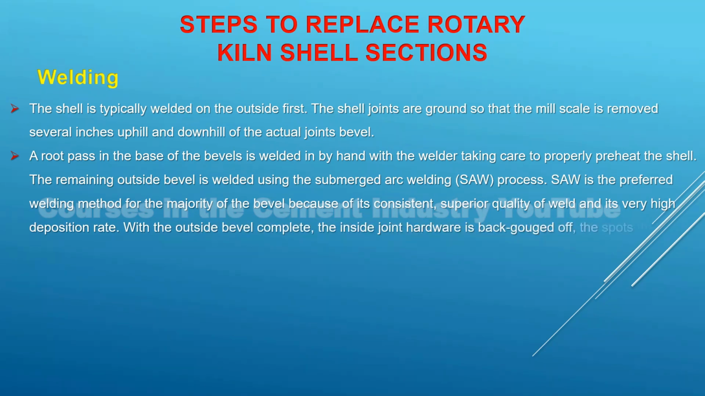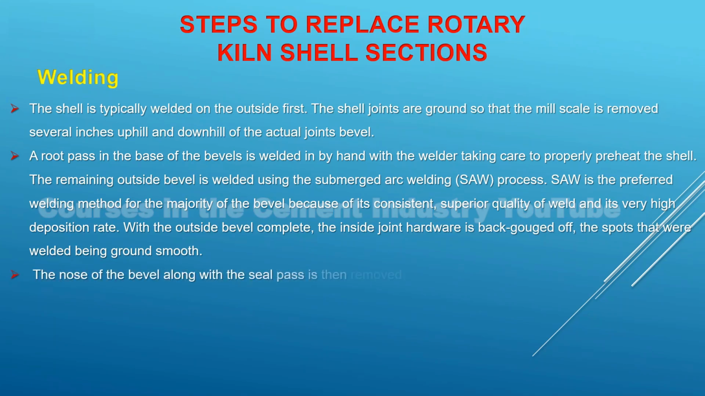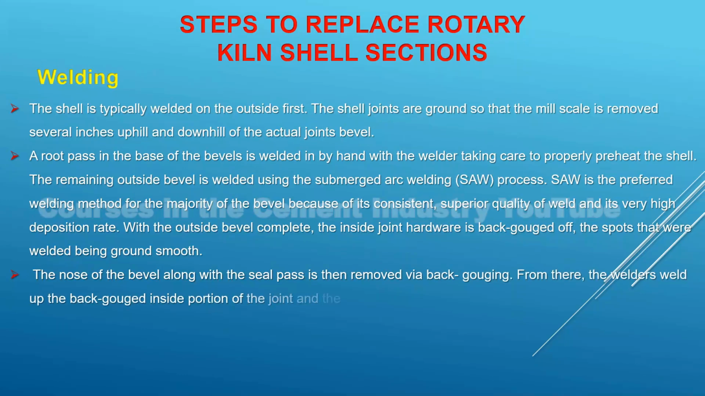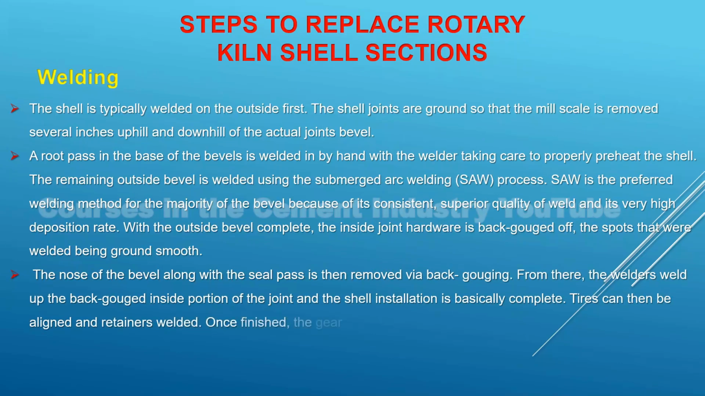With the outside bevel complete, the inside joint hardware is back gouged off, the spots that were welded being ground smooth. The nose of the bevel along with the seal pass is then removed via back gouging. From there, the welders weld up the back gouged inside portion of the joint, and the shell installation is basically complete. Tires can then be aligned and retainers welded.